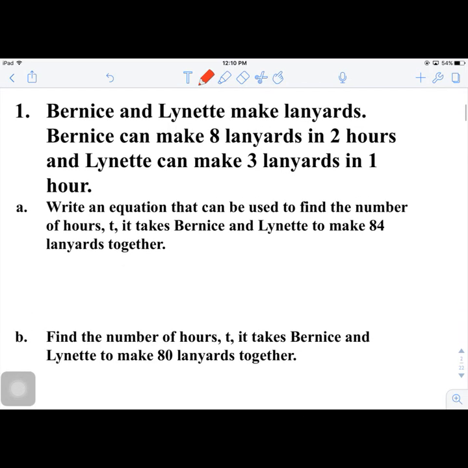the SBAC problems. So question number one, Bernice and Lynette make lanyards, and Bernice can make 8 lanyards in 2 hours, and Lynette can make 3 lanyards in 1 hour. And first question, write an equation that can be used to find the number of hours T it takes Bernice and Lynette to make 84 lanyards together.